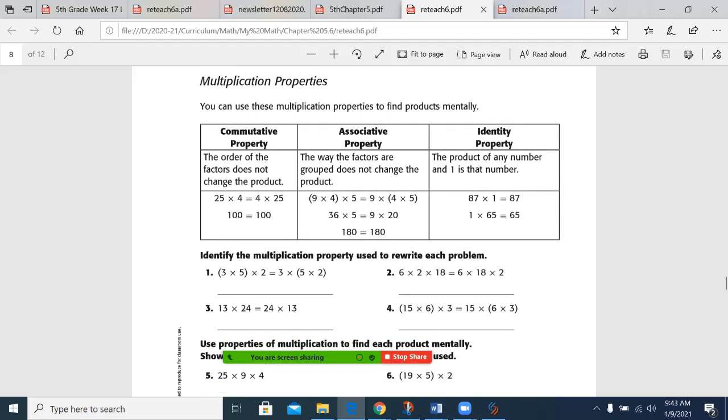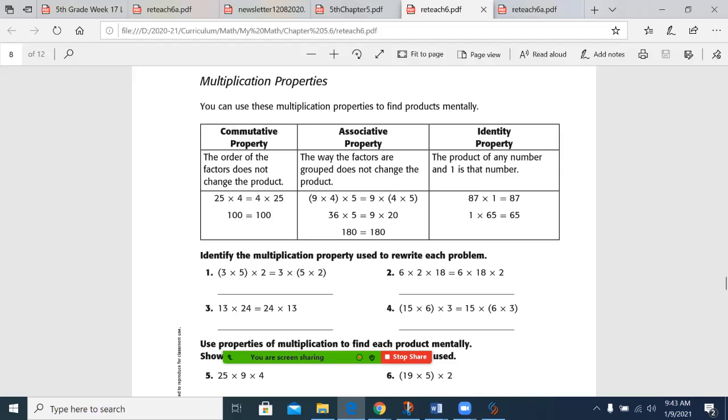Associative property: the way the factors are grouped does not change the product. Notice I have 9, 4, 5, and 9, 4, 5. I did not change the order, so there's no commutative property here. In this case, I had 9 times 4, which is 36, times 5. And over here, I had 9 times, 4 times 5, which is 20. 9 times 20 is 180, a lot easier to solve in your head than 36 times 5. A hint for the associative property is you will see parentheses with different numbers within them, but the overall order of the numbers is the same.